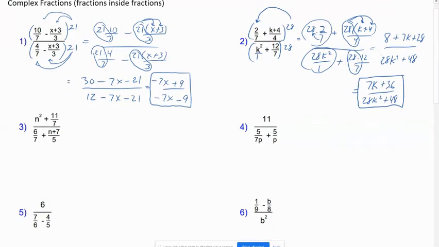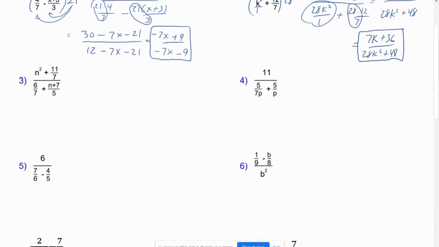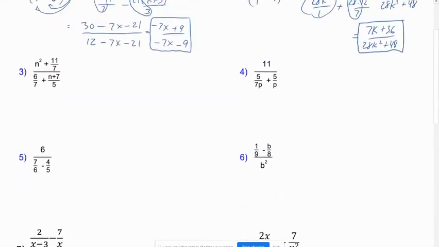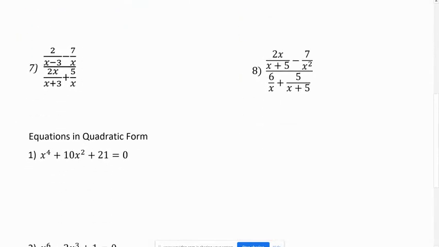All right, let's skip down to this one, number 7. This one has variable expressions for all the denominators. So looking at the numerator, I have the denominators of x minus 3 and x. And down here, I have x plus 3 and x.